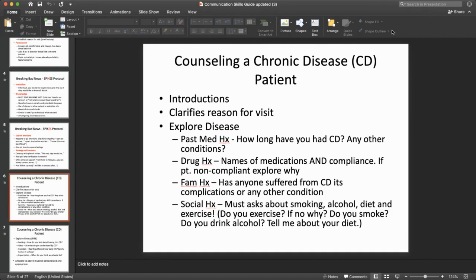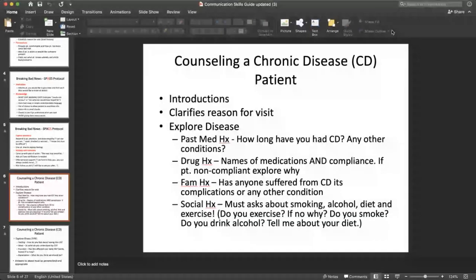those chronic diseases. In terms of social history, you must ask about cigarette smoking, alcohol consumption, diet, and exercise. So cigarette smoking, as you might recall from the Smokers Association lecture, you want to find out, how long have they been smoking, how much do they smoke, when do they smoke, and so on. Previous quit attempts as well.